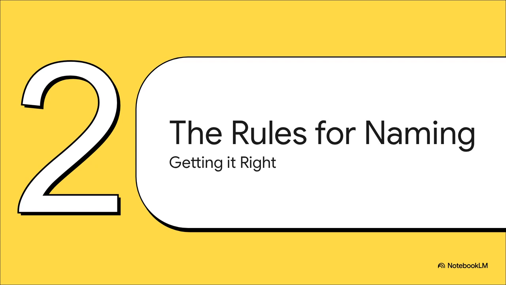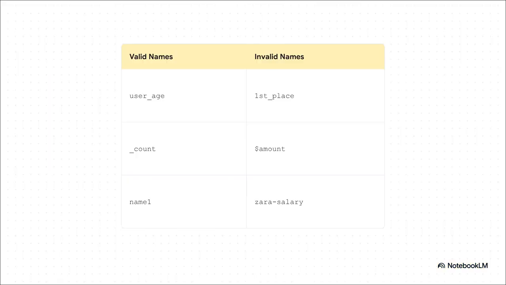Now hold on. You can't just name a variable anything you want. There are a few simple rules of the road. And you know what? Knowing them is going to save you a ton of headaches later. So let's make sure you get it right every single time. Check out the pattern here. Over on the left, we've got the good stuff. user_age, _count. They're all letters and underscores.